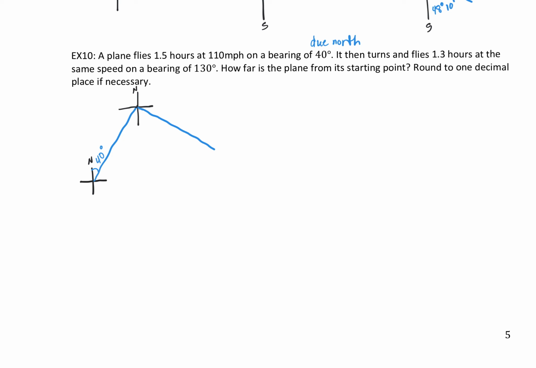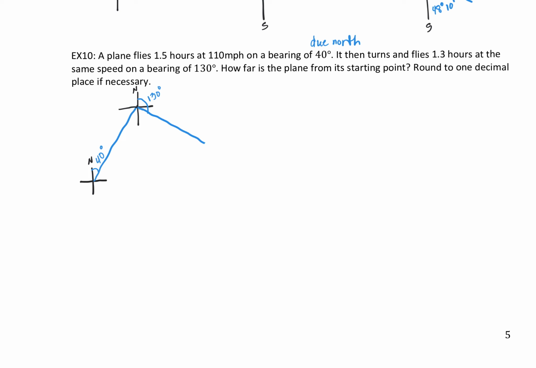No, I'm going to stop there and read my problem for a second. So on the first part of the trip, it's 1.5 hours. Second part, it's 1.3 hours. So it's a shorter amount of time. So that line should be a little bit shorter than my first one because the speed of 110 miles an hour is going to be the same. I'm just going to erase a little bit of this. I'm going to try to make your diagrams as representative as possible. And now remember that this angle is 130 degrees.